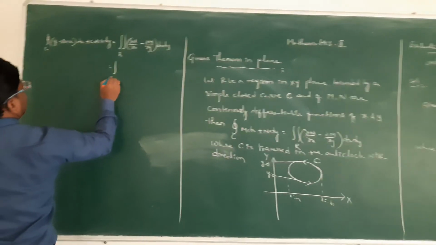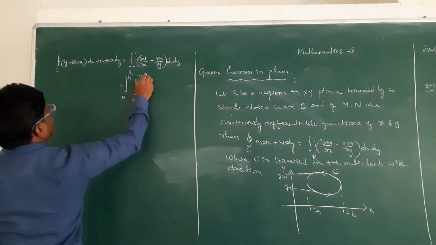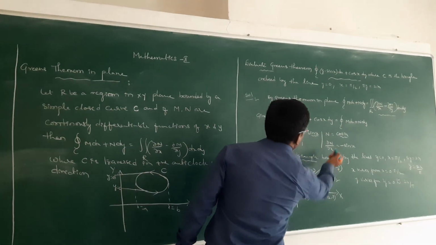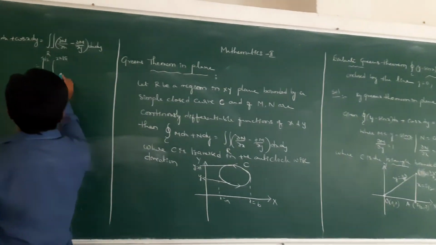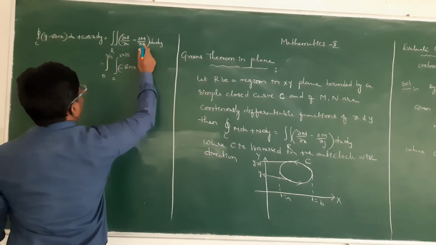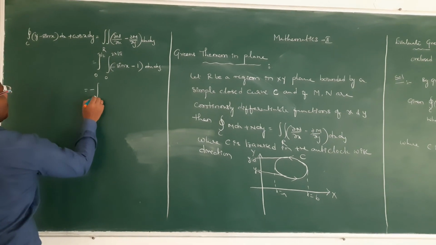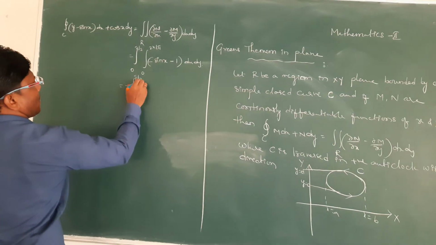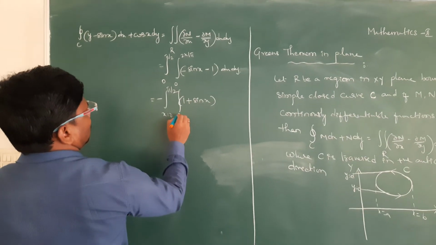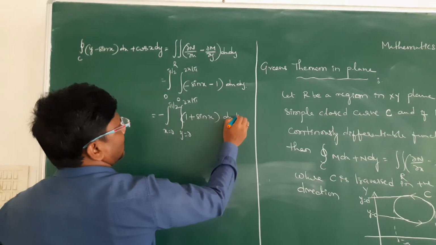That is equal to the integral over x from 0 to pi by 2, integral over y from 0 to 2x by pi. What is the value of dou N by dou x? Dou N by dou x is minus sin x. Dou M by dou y is 1, so that is minus 1 into dx dy. Taking minus common: minus the integral x equal to 0 to pi by 2, of (1 plus sin x) into the integral y equal to 0 to 2x by pi, dx dy.